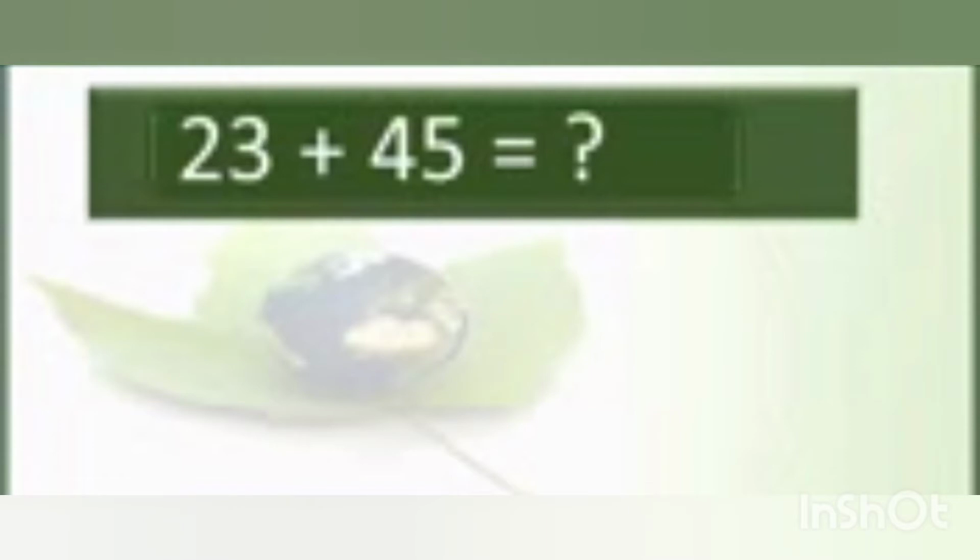Dear children, the very first example is here, 23 and 45. Here are two numbers. 23 is a two-digit number and 45 is also a two-digit number. Students, if we solve it in this way, it will be a little bit difficult for us to solve it. So let us understand how to solve it. That will be convenient for us.